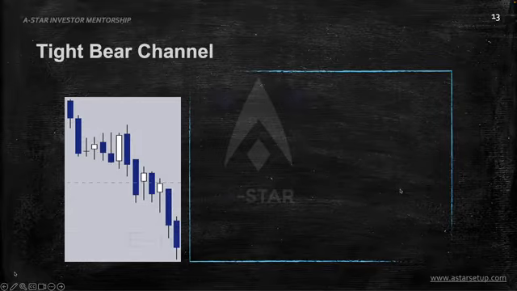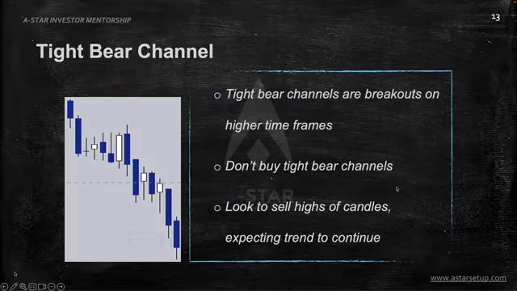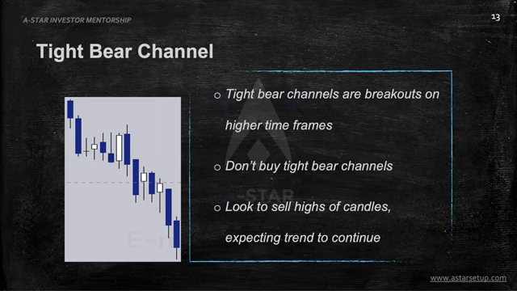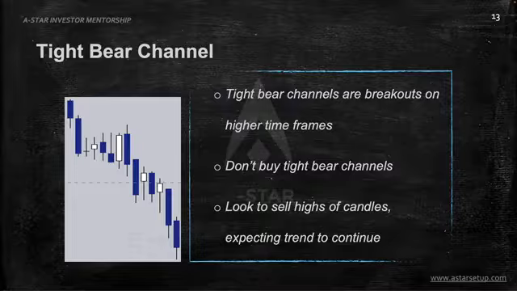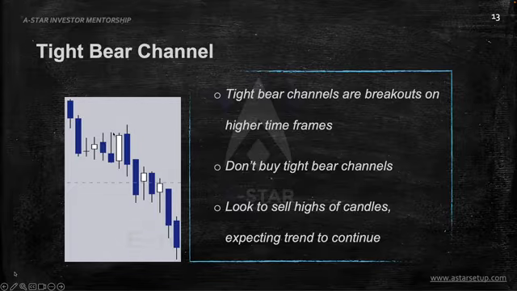Tight bear channels. Tight bear channels are another phase of the market where a selling program is taking place. And tight bear channels are breakouts on higher time frames. Like I said earlier, you don't buy tight bear channels because they are downtrending breakouts on the higher time frame, and you want to look to sell the highs of candles, expecting the trend to continue. So every time you have a retracement upwards, you want to look to sell the high of that retracement.